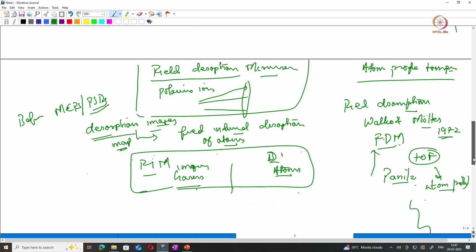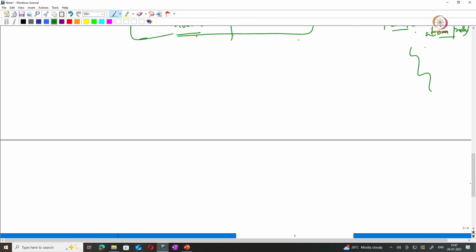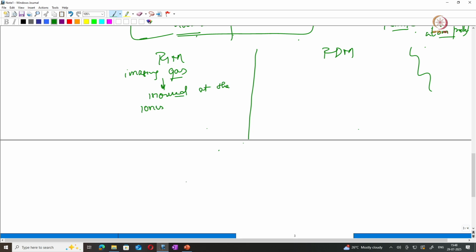Okay, so this is just a time scale. We call it FIM, and we call the other FDM. In FIM, you use the imaging gas, and these get polarized or ionized at the ionization zone above the tip surface.